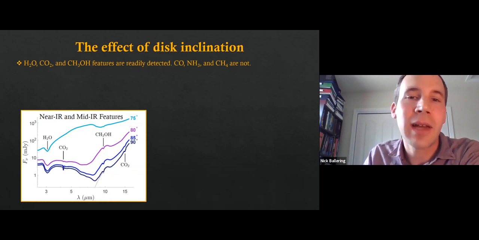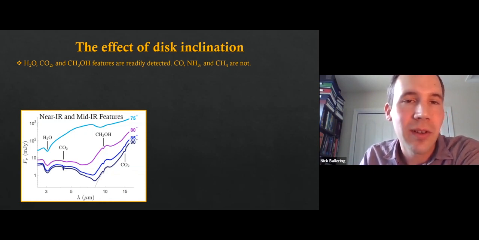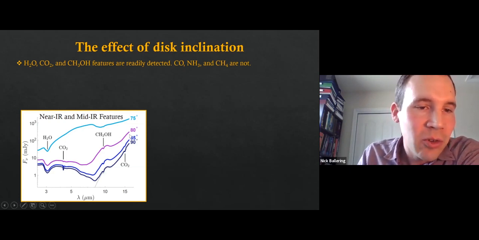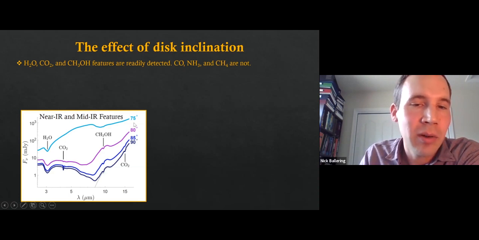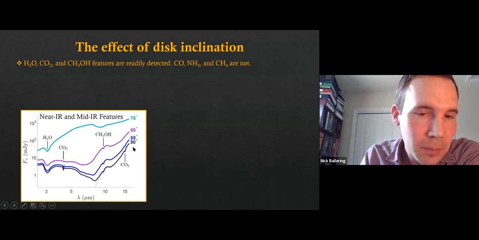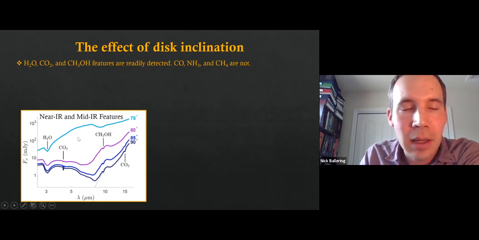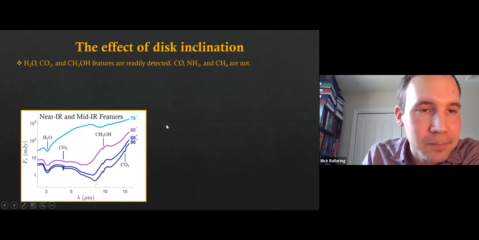So first, let's take a look at the effect of the disk inclination on these observable features. Here I'm showing the near and mid-IR region for 4 different disk inclinations, all close to edge-on: 75 degrees, 80 degrees, 85 degrees, and 90 degrees. You can see from what's labeled here that we can readily detect water ice, CO2 ice, both around 4 microns and at 15 microns, and methanol ice. And we're not able to easily see from these spectra any CO, ammonia, or methane.